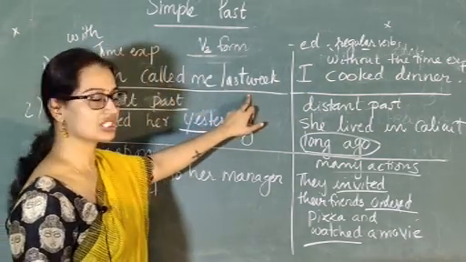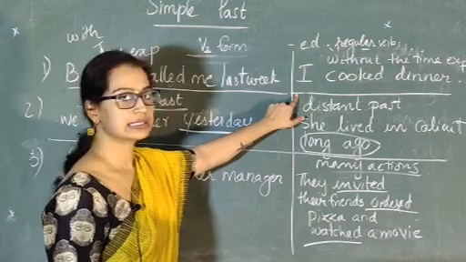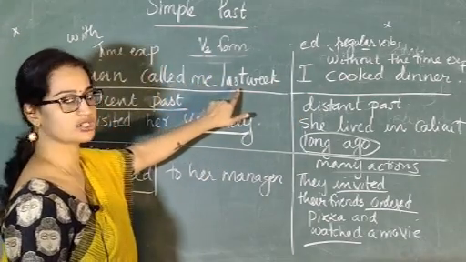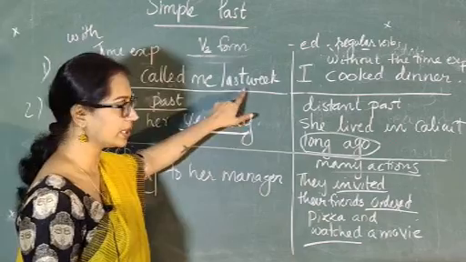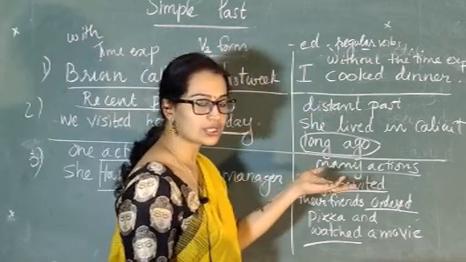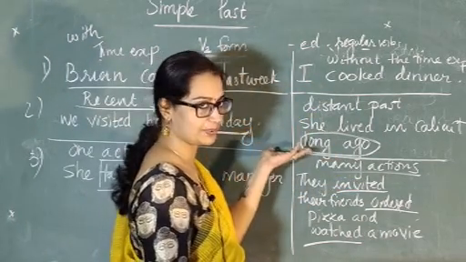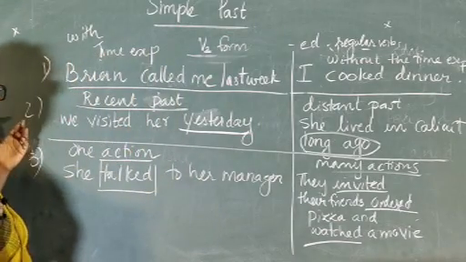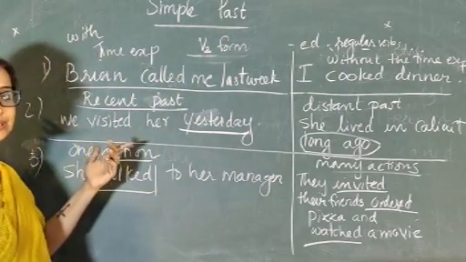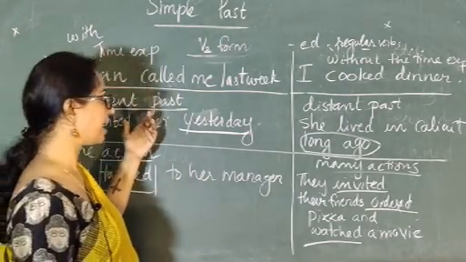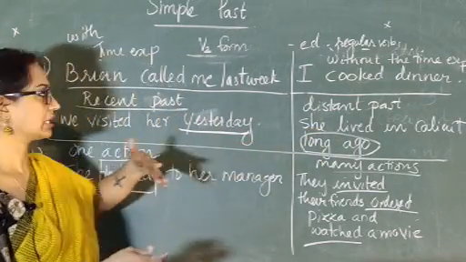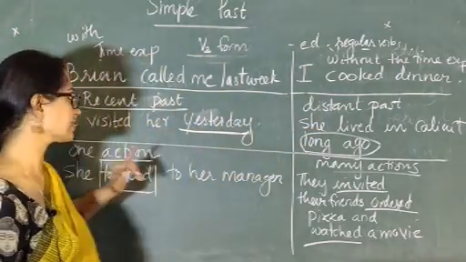Ryan called me last week. I cooked dinner. So with the time expression here, in the first sentence it is last week. In the second sentence, we do not have any time expression. So you can use simple past tense here. In the second one, it is used to indicate recent past or distant past. It can be used to indicate recent or distant past.